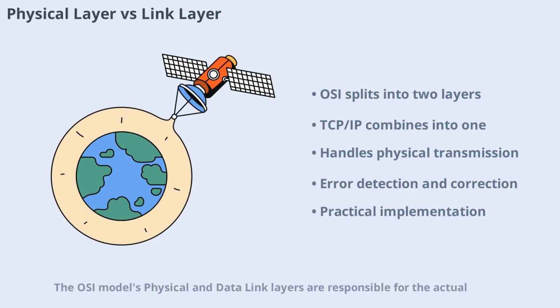The OSI model's physical and data link layers are responsible for the actual transmission of raw data over physical media and managing error detection and correction. In the TCP/IP model, these functions are combined into the link layer. This consolidation reflects the TCP/IP model's focus on practical implementation, where hardware and data link responsibilities are often handled together. Understanding this difference helps clarify how each model approaches the basics of data transmission.